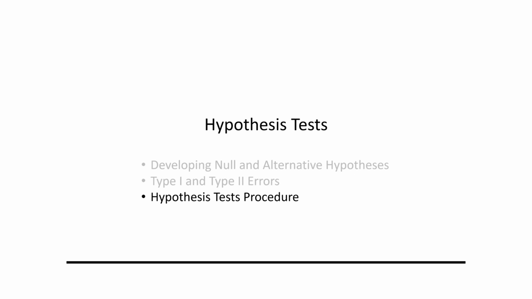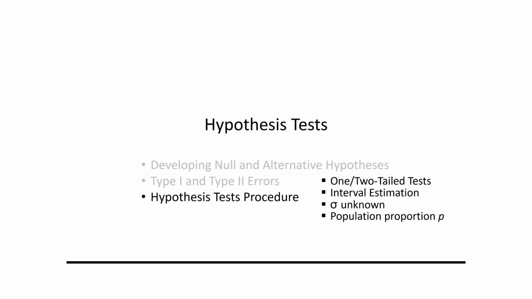Next, we'll go over the method or steps to follow to conduct a hypothesis test, distinguishing between one-tailed and two-tailed tests, pointing out the relationship between hypothesis testing and interval estimation, highlighting the changes in our method when the population standard deviation is unknown, and addressing the hypothesis test around a population proportion as opposed to a population mean.